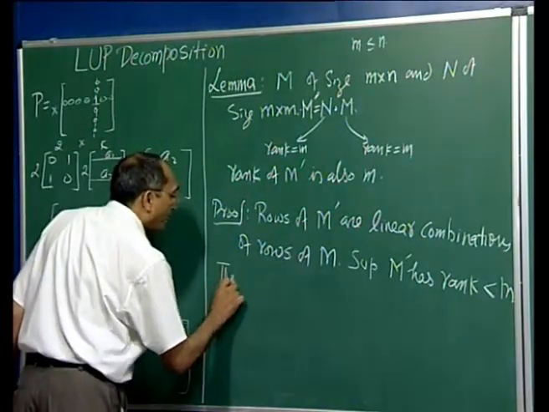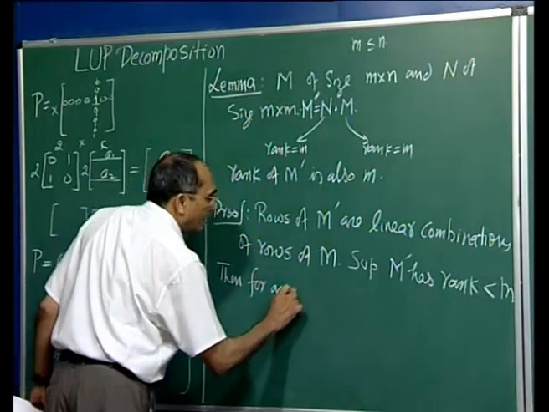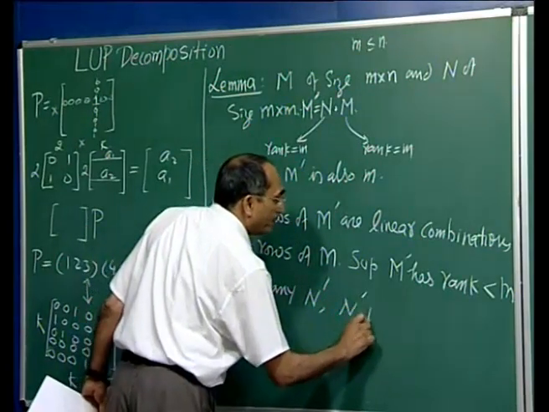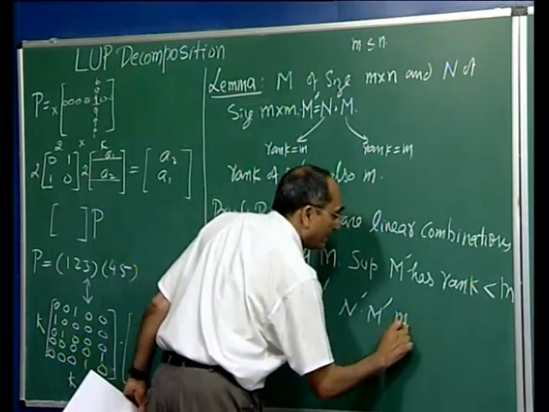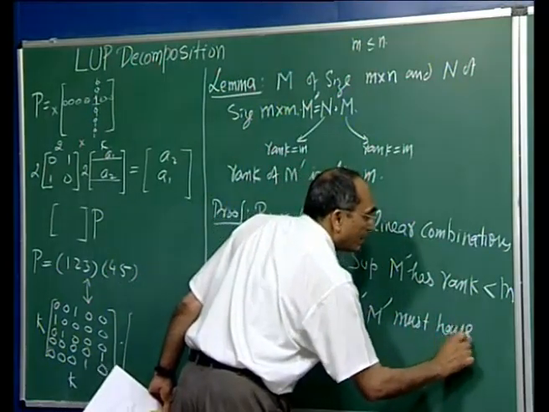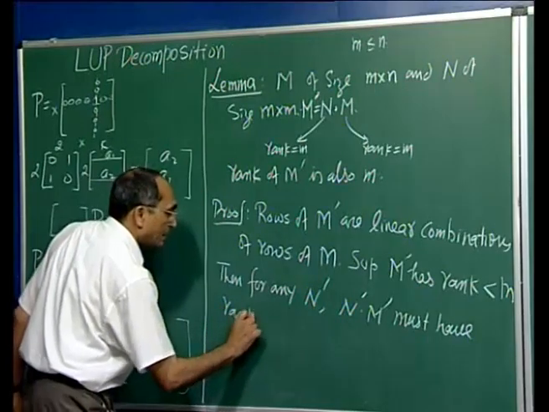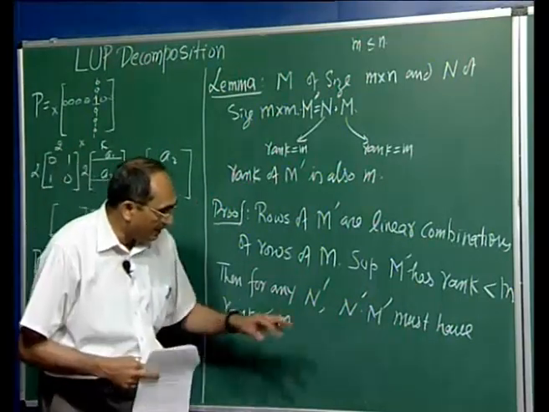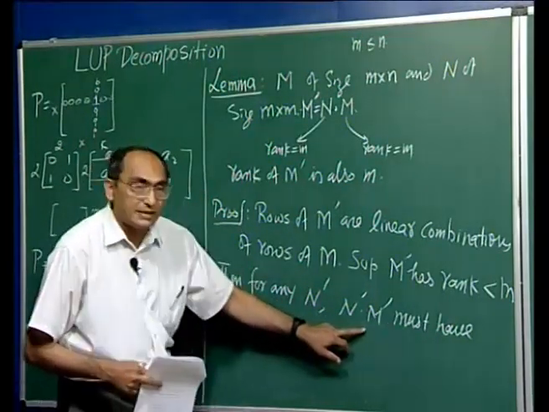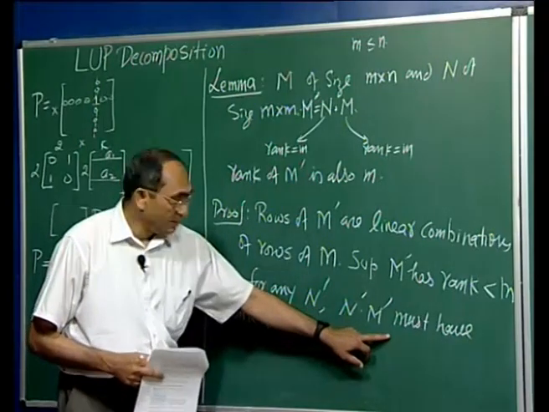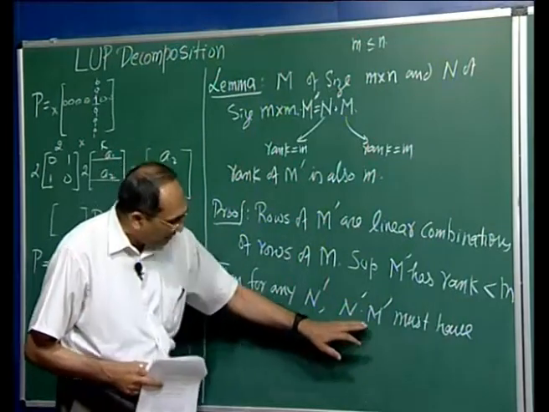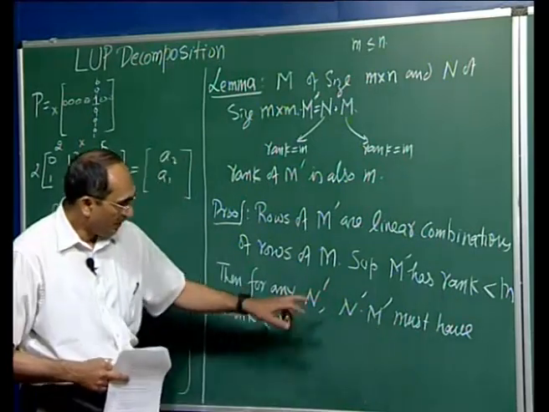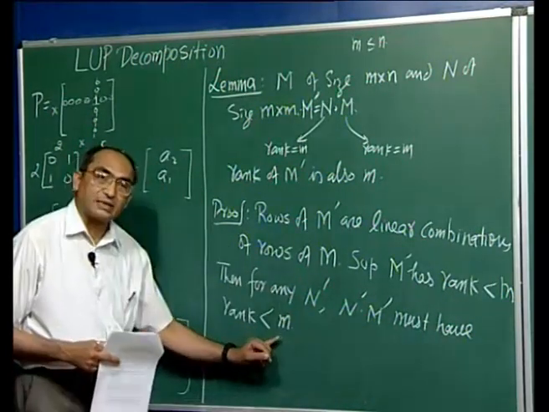Then for any N prime, M prime must have rank strictly less than M. The reason is, once again, if the rows of this are linearly dependent, then these are further combinations of the same rows, they cannot be linearly independent. Hence, this must also have a rank strictly less than M.